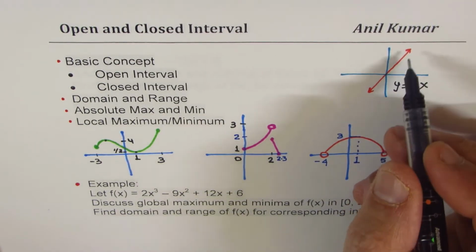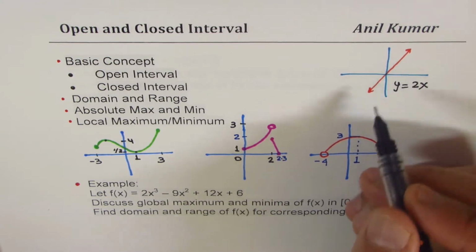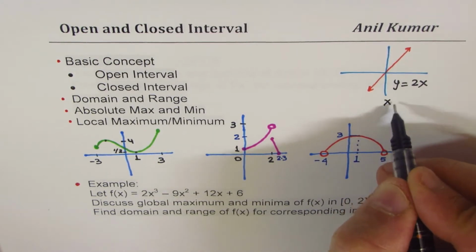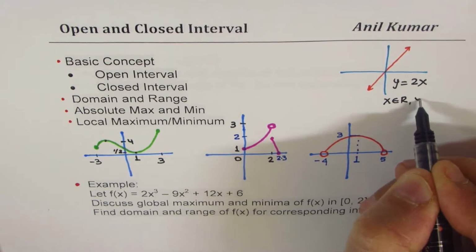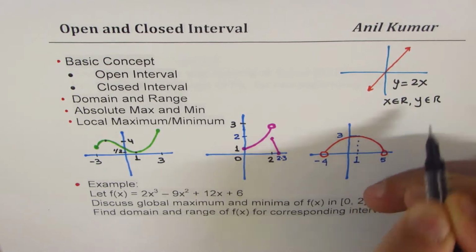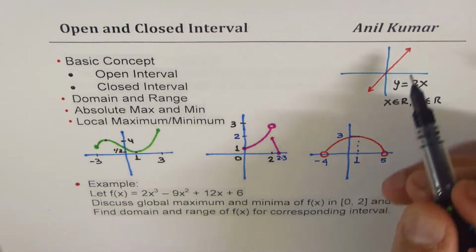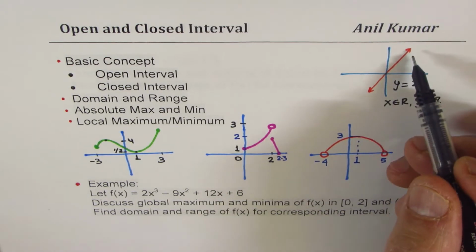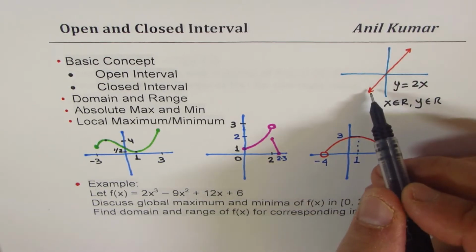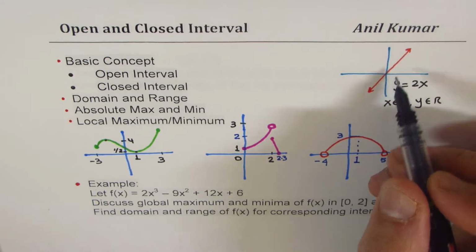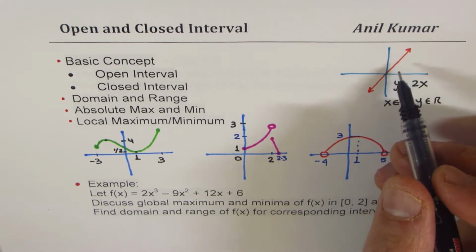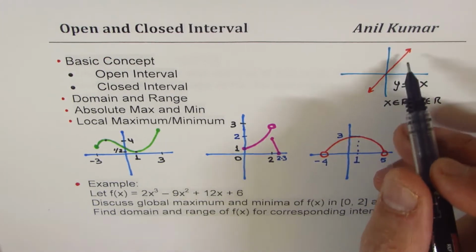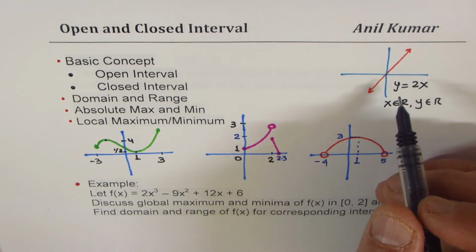Now at present, what is the domain of the line? Well, the domain is all real numbers. We know x belongs to real numbers, and the range is also all real numbers. We will say that there is no bound. The line can go from minus infinity to plus infinity. The value also can go from minus infinity to plus infinity, correct?